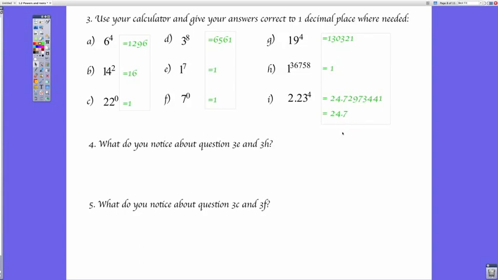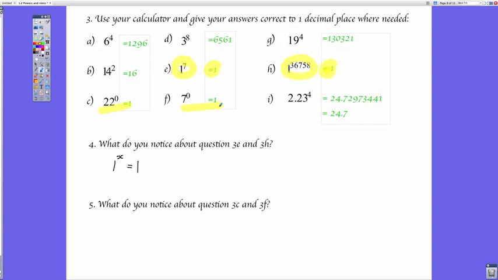Question 4 says, what do you notice about question 3E and 3H? Both of the answers are equal to 1. So we can say that 1 to the power of anything is equal to 1. So 1 to any power, so I'm just going to give it the letter x, is equal to 1. Because no matter how many times you times 1 by itself, you're always going to get the number 1 for your answer.